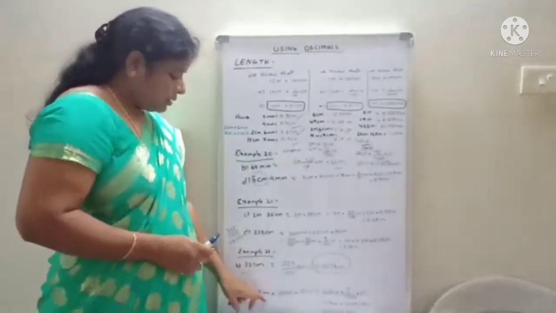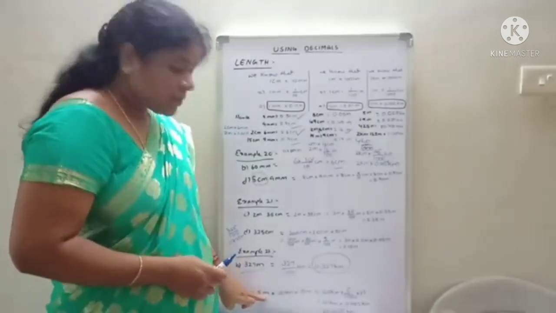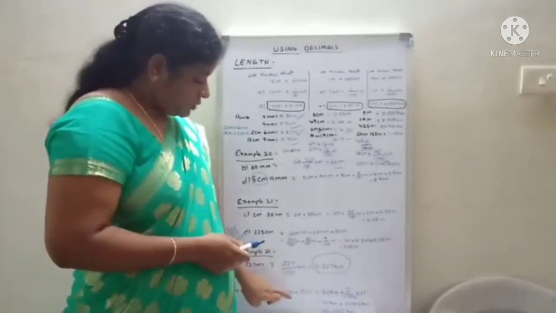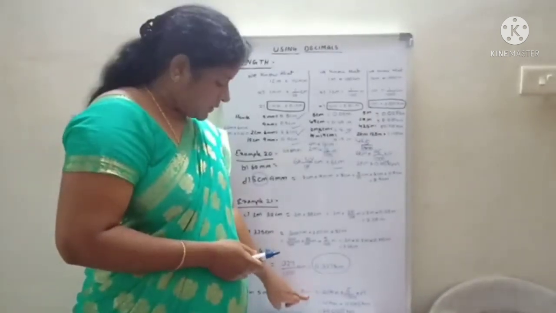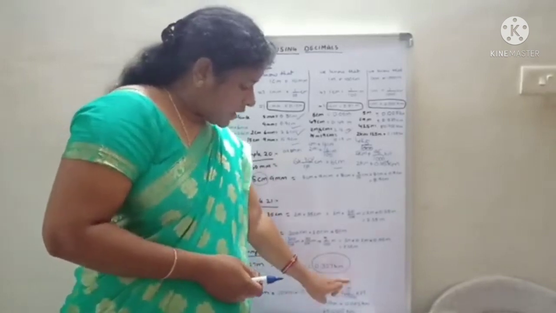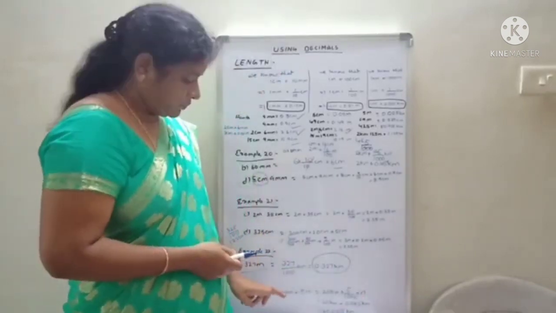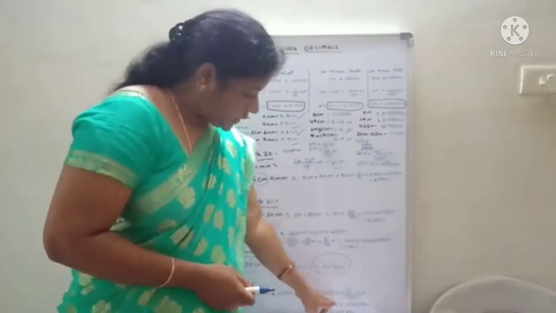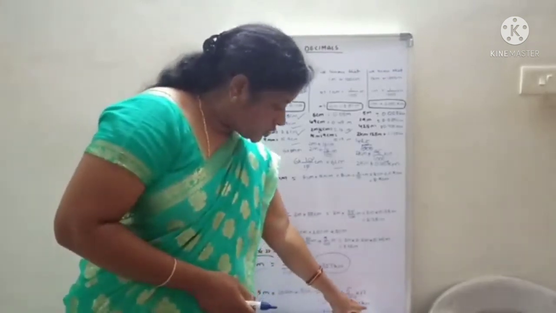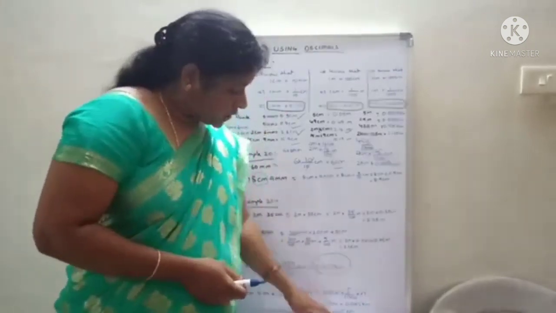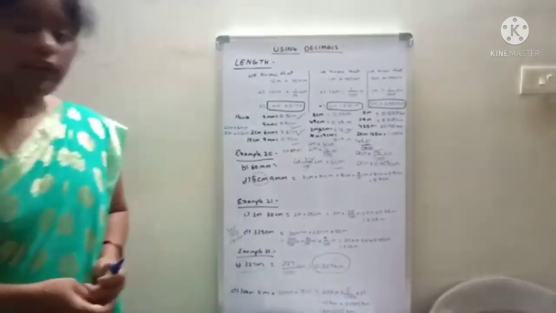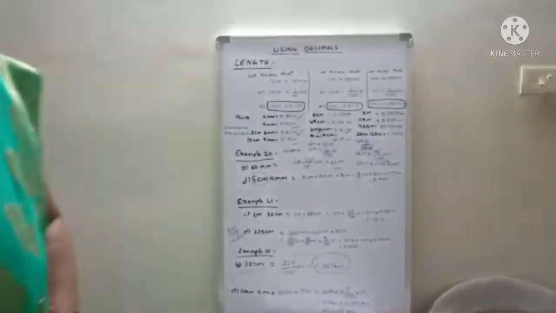Next, 20 kilometers 5 meters is given. So 5 meters is converted into kilometers now. 20 kilometers plus 5 meters is 20 kilometers plus 5 by 1000 kilometers. So 20 kilometers plus 0.005 kilometers, totally 20.005 kilometers.